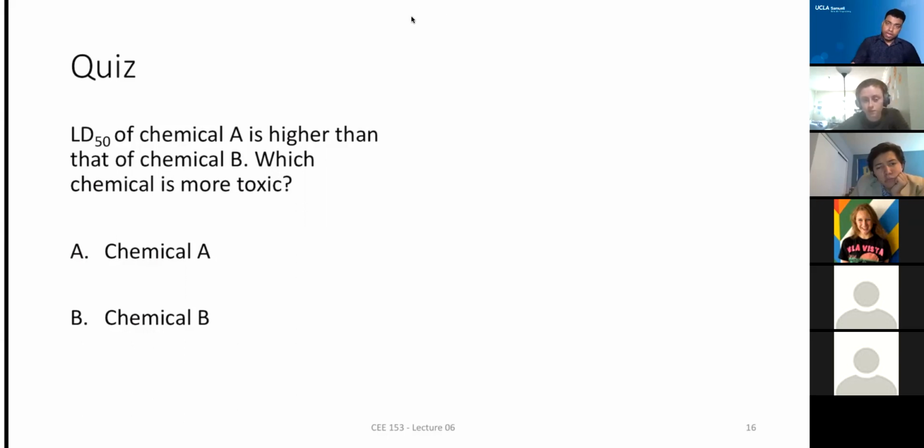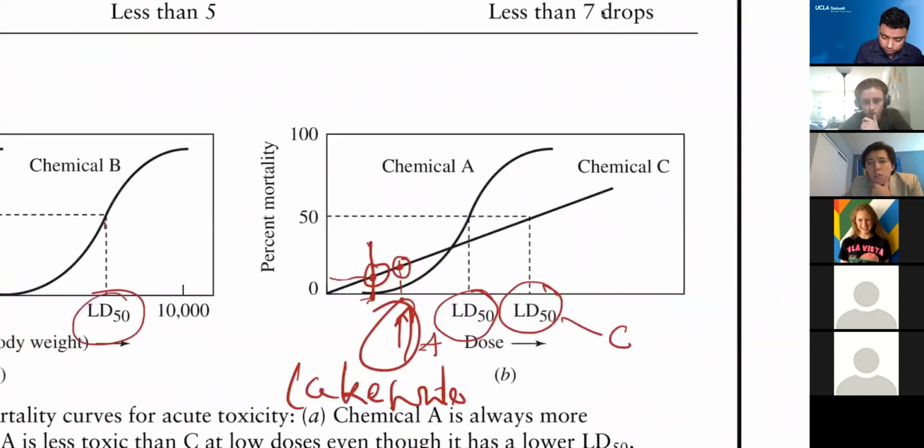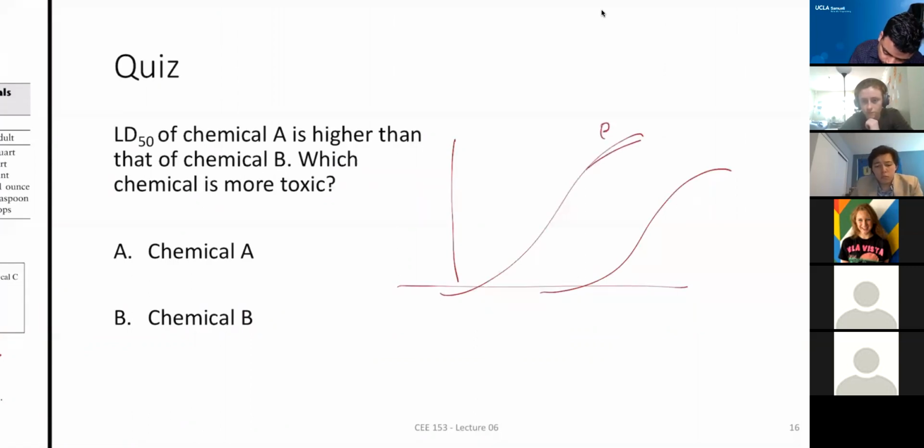So the LD50 of chemical A is high, okay? It means the concentration is high. Let me create a curve here. This is B, this is A. This is LD50 for B, this is LD50 for A. So which one is more toxic?